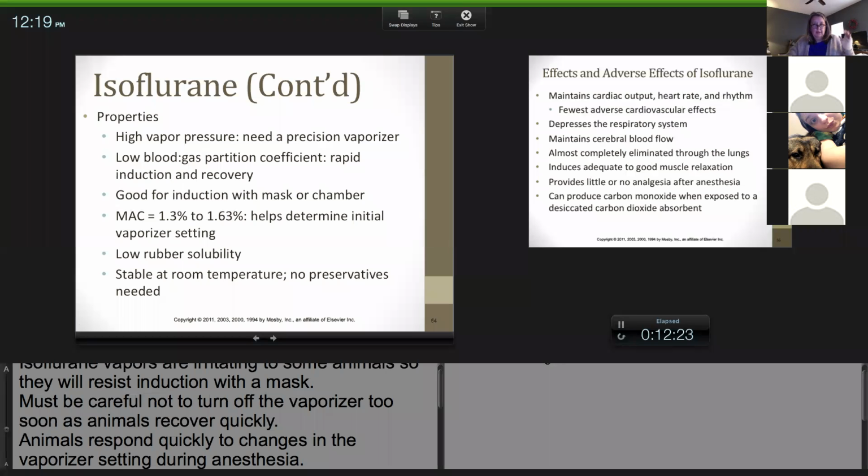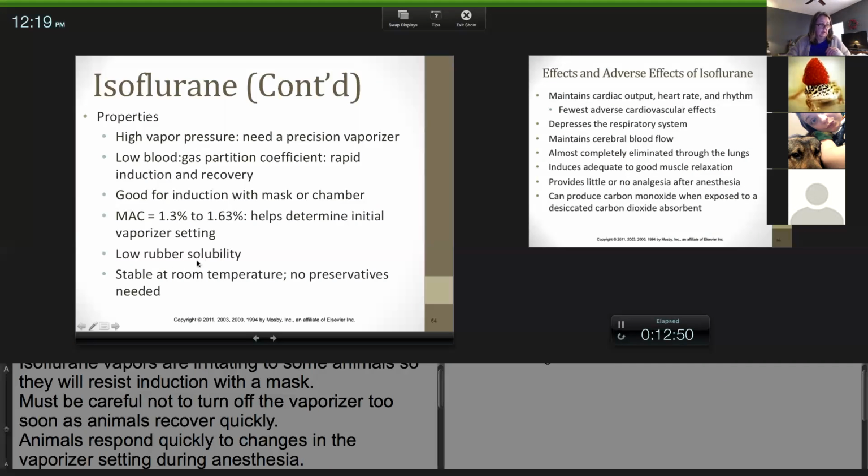Why is the MAC higher in a cat if they're smaller than a dog? Why are the MACs always higher in a cat? Is their metabolism different? Yep, higher metabolism. So whenever you look up your MAC values, they're always going to be higher in a cat than they are in a dog because of metabolism. So that does affect it.